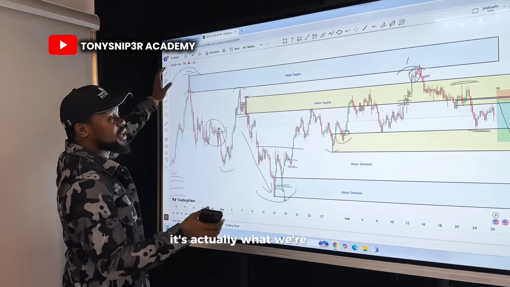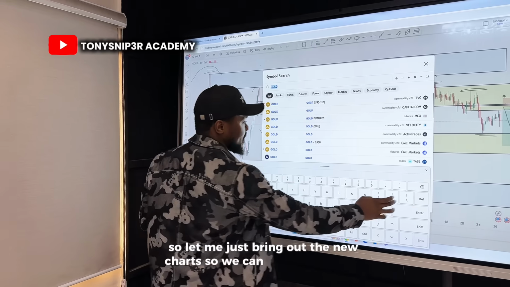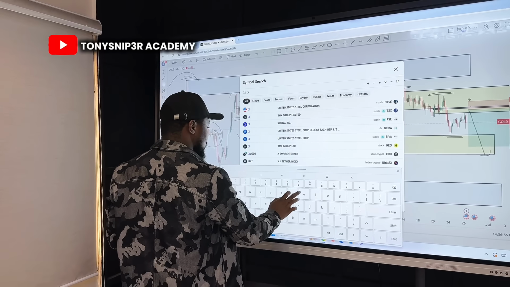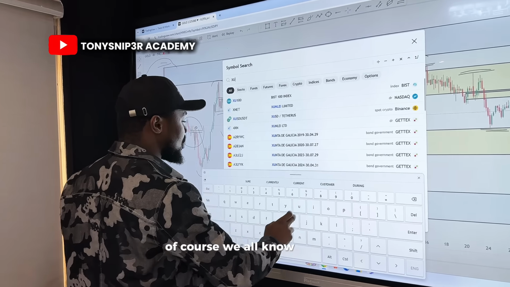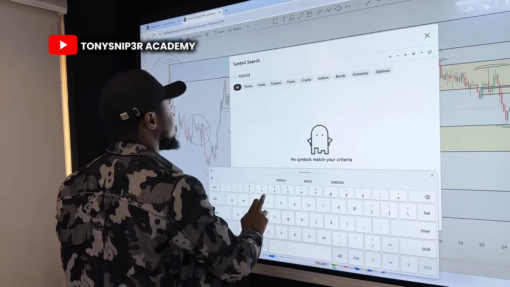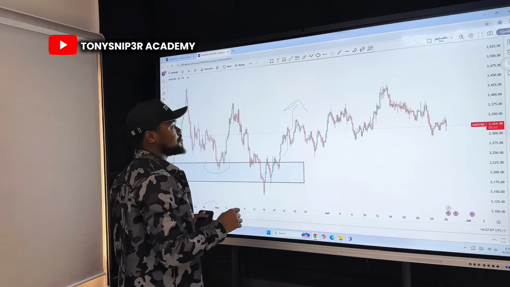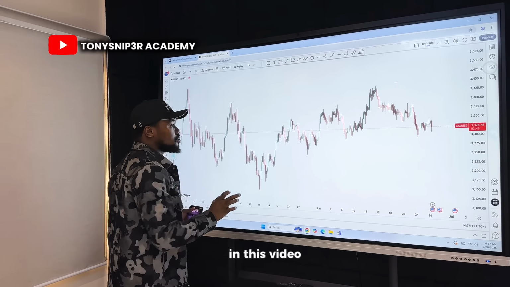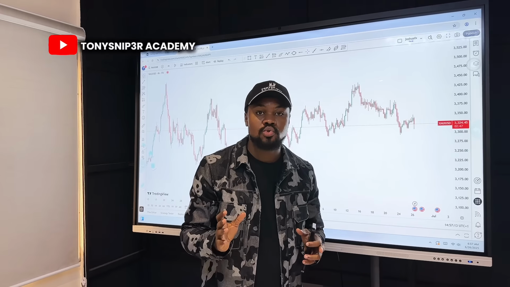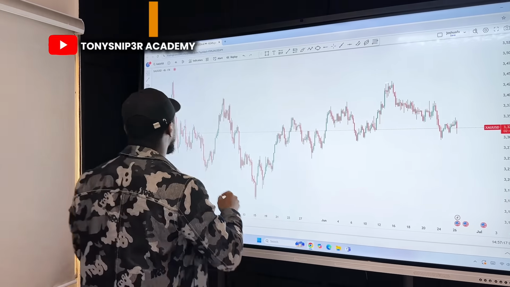This was actually what we're doing in the class with my students. So let me just bring out a new chart so we can use that for example. All the students that have learned from Tony Sniper Academy, of course, know how to draw their supply and demand zones perfectly. Let me bring back XAU USD, a clean chart. All right, so in this video, I'll teach you guys how to mark your key levels on all time frames. Let's start with the weekly.